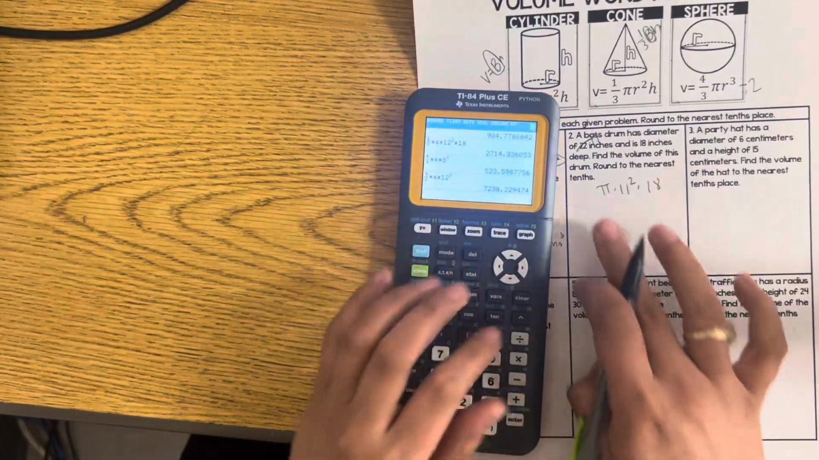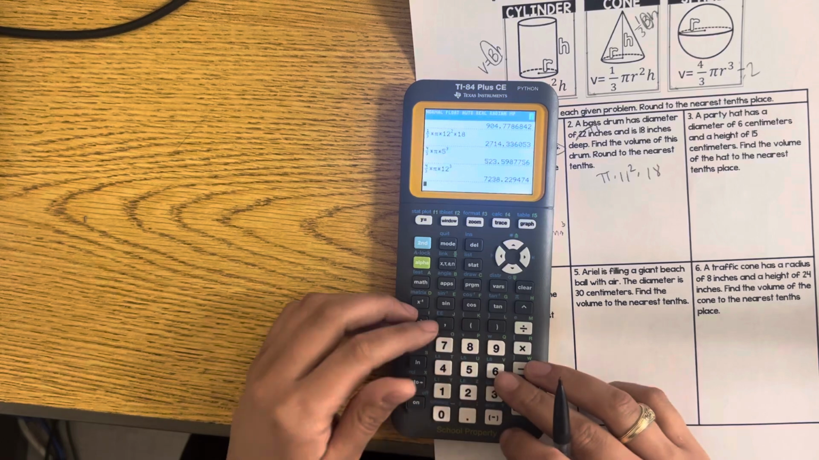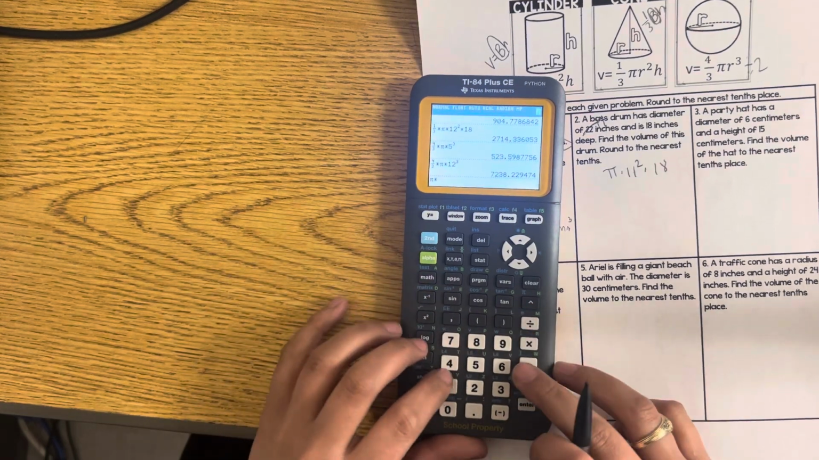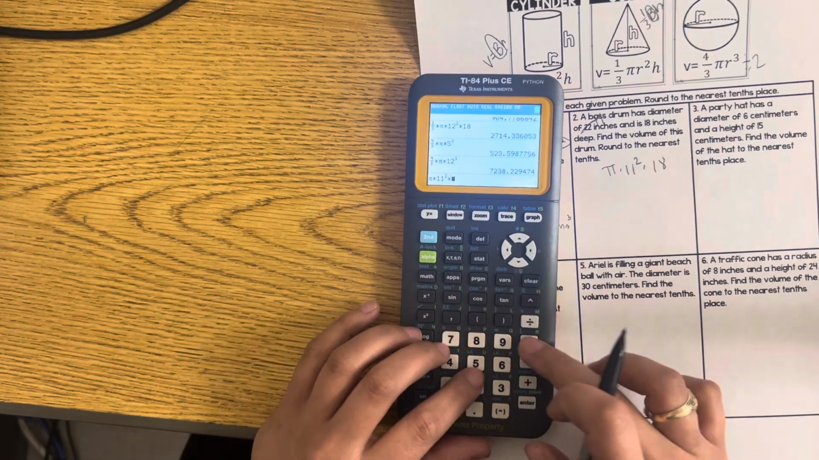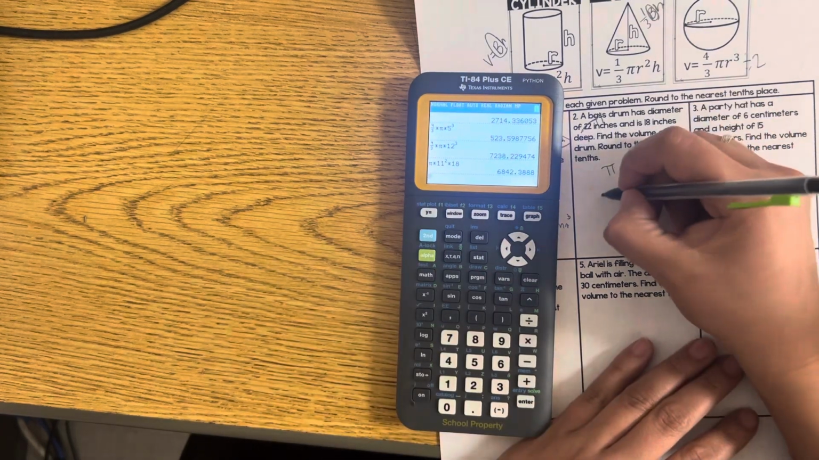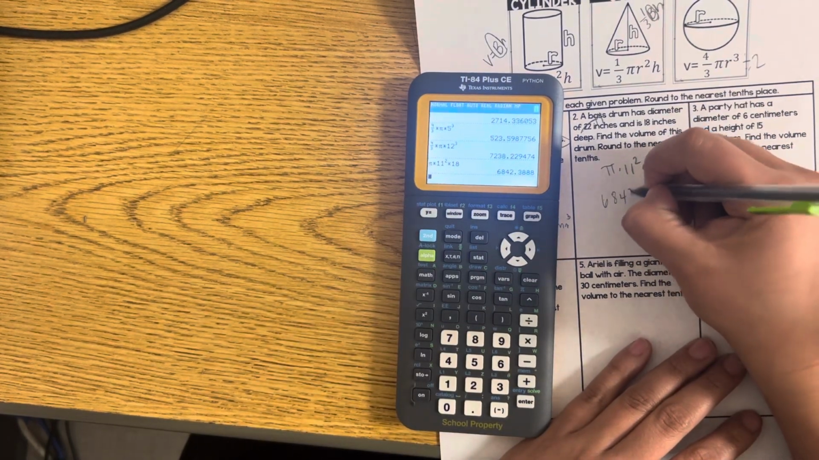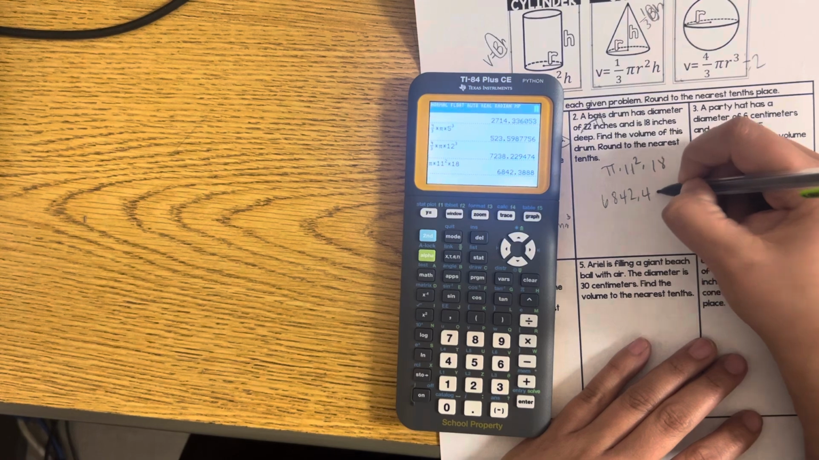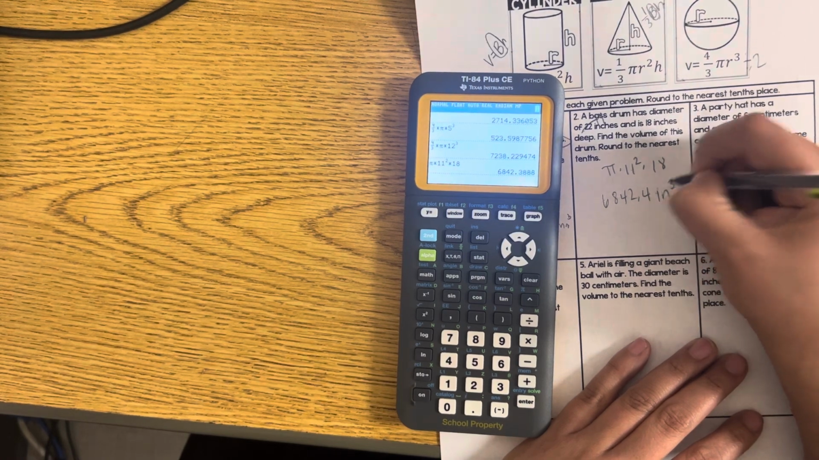And again, I only knew it was a cylinder because of the clue that they gave me, which is a drum. Again, you just have to know what shapes those imply. And my answer is 6,842.4, since they wanted me to round to the tenths place, inches cubed.